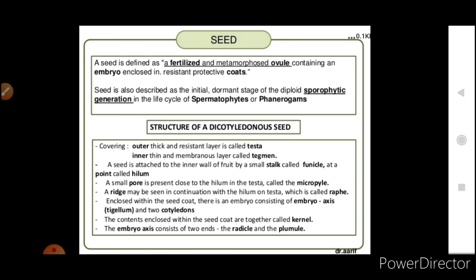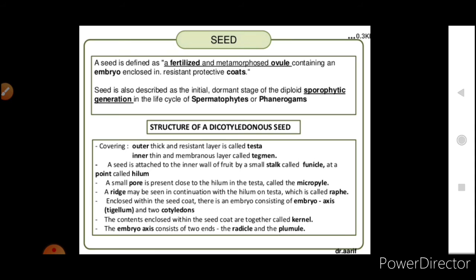Now, if we talk about the structure of a dicot seed, we have an outer thick and resistant layer which is called testa, and an inner thin and membranous layer called tegmen. The seed is attached to the inner wall of the fruit by a stalk called funicle at the point called hilum. A small pore is present close to the hilum in the testa called the micropyle. A ridge may be seen in continuation with the hilum on the testa, which is called raphe.